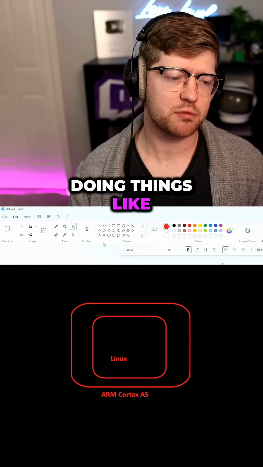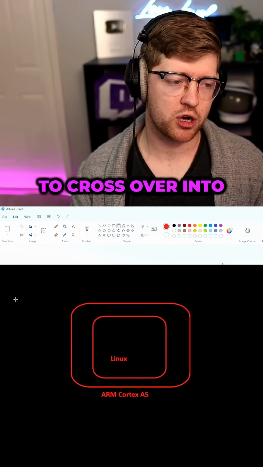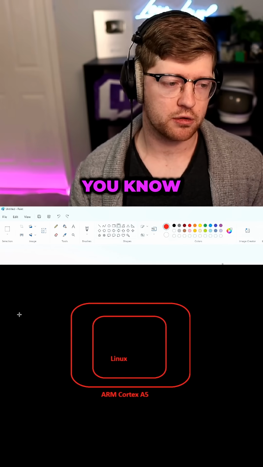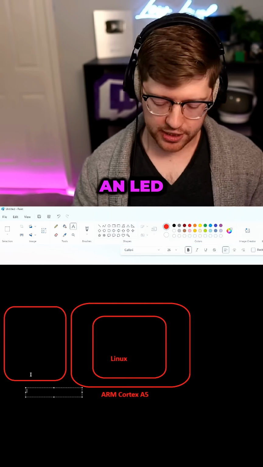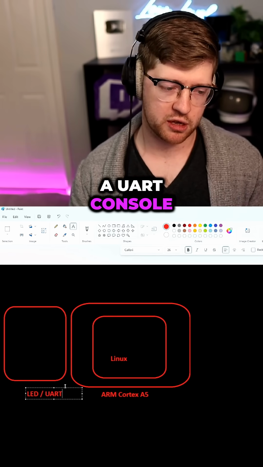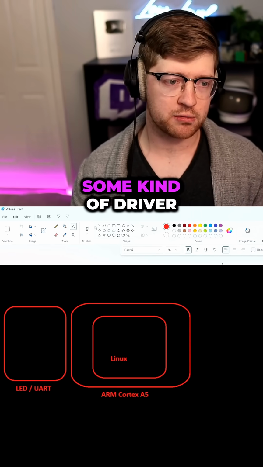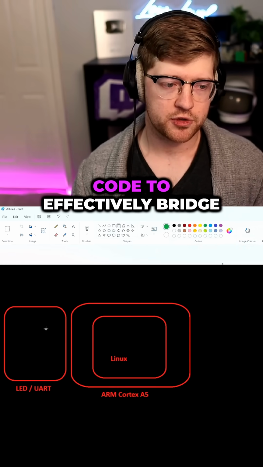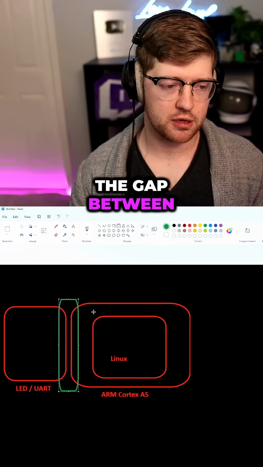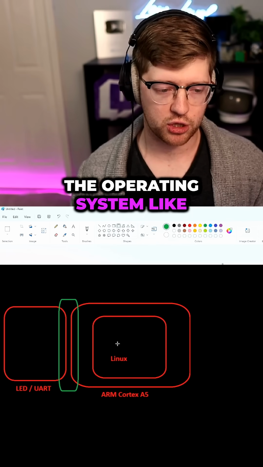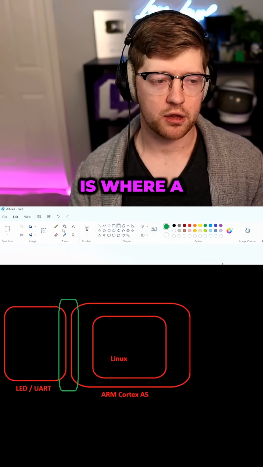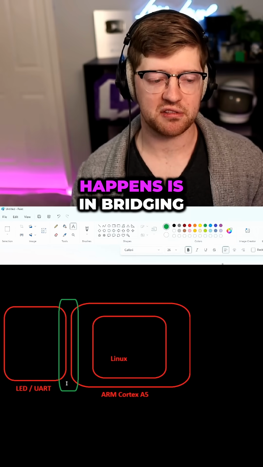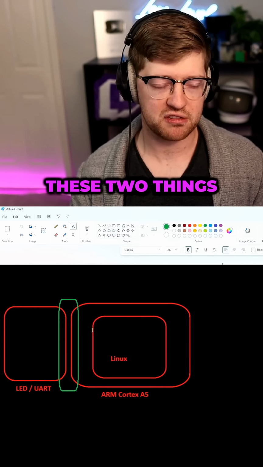But when you start doing things like GPIO, for example, if you want to cross over into writing code that triggers an LED to work, or maybe a UART console to happen, you have to write some kind of driver code to effectively bridge the gap between the operating system, like the kernel, and the peripherals, right? And so this is where a lot of embedded work happens, in bridging these two things.